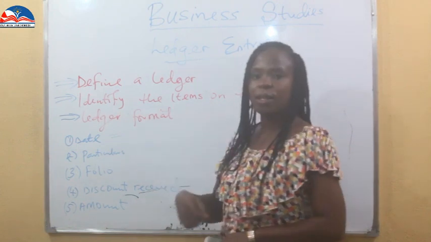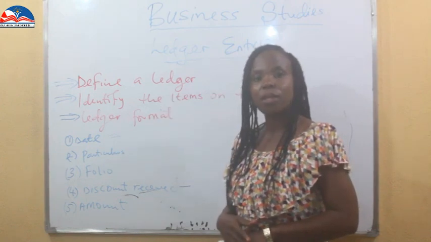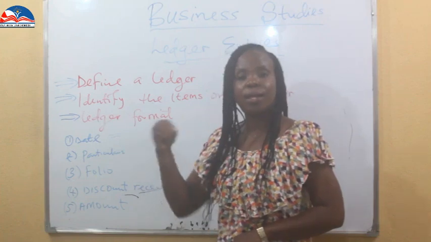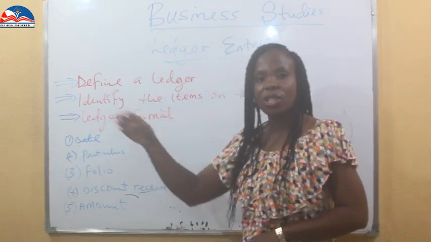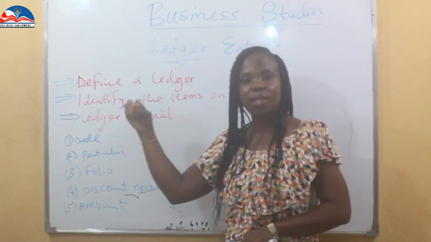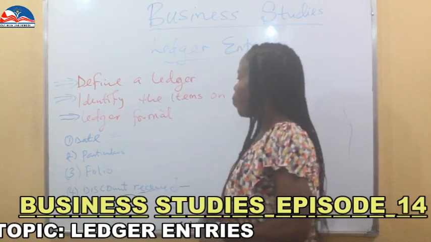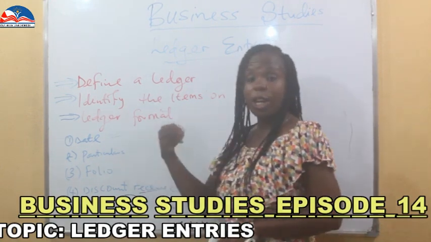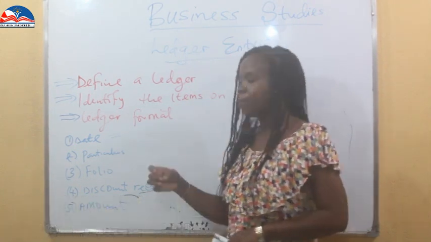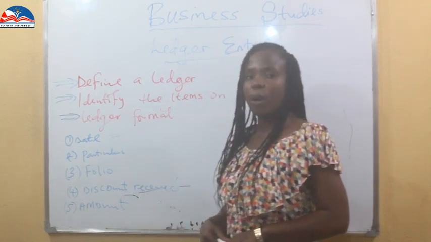So first, the date the transaction happened, the particulars, that is the items. What is the transaction that went through? Is it sales? Is it cash? What entry did you enter? Is it a discount sales? Is it a return sales? Okay, particulars. Then folio, the number as it appears on the page from which you transferred it. Discount received, and then amount.